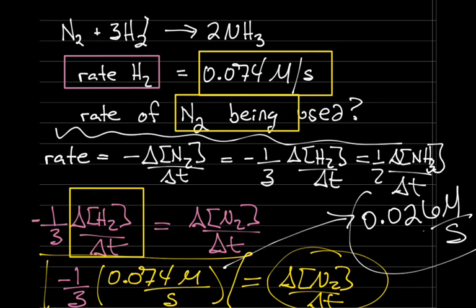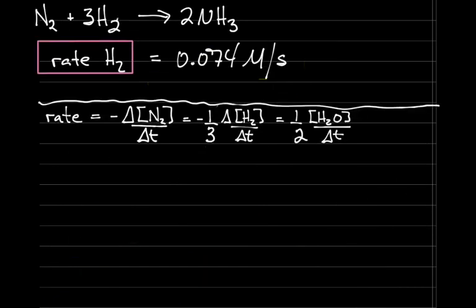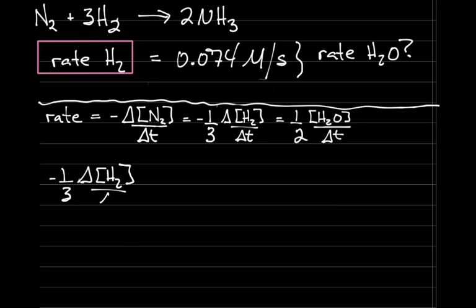Okay, let's try one more. Let me get rid of all this mess here and just keep the stuff we're using. Now what we want to know is the rate of the appearance of H2O. Basically the same thing. Negative 1/3 change in concentration of H2 over change in time equals 1/2 change in concentration of water over change in time.